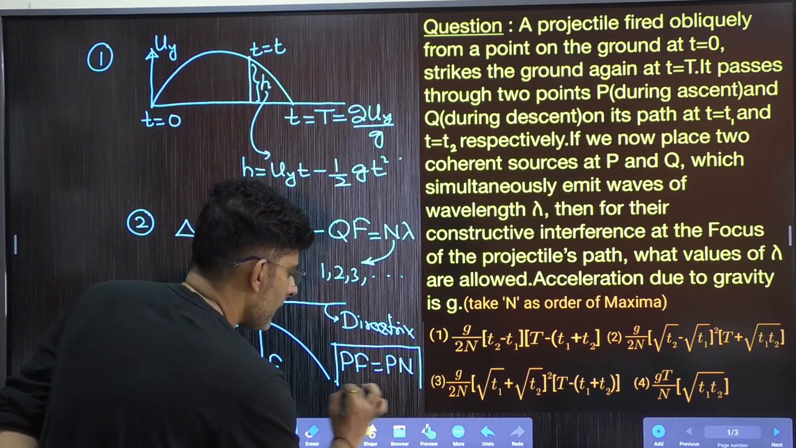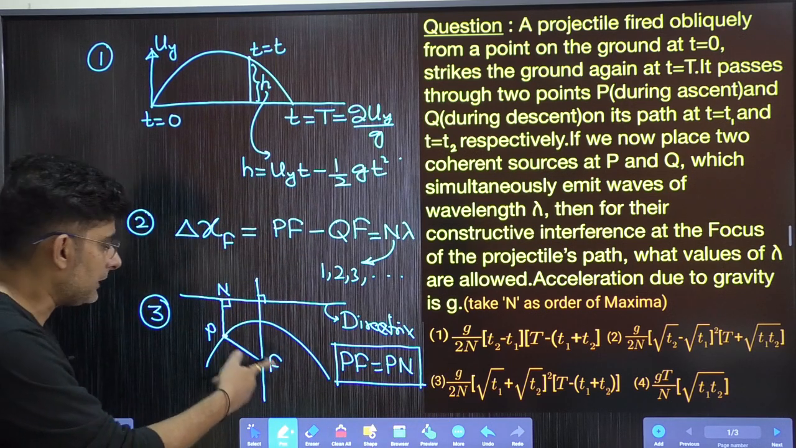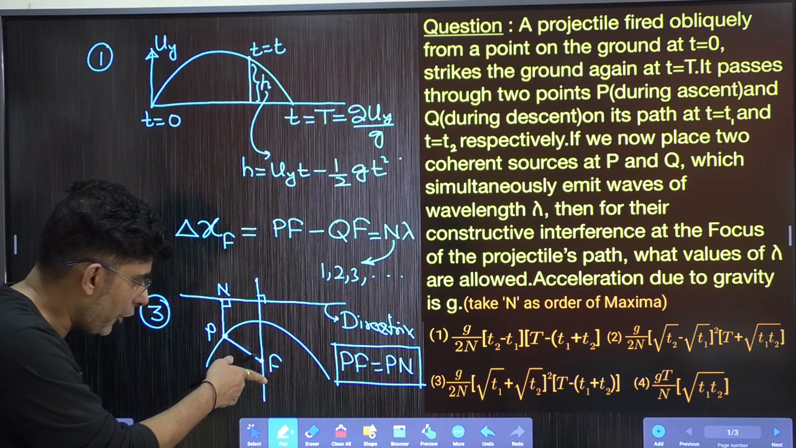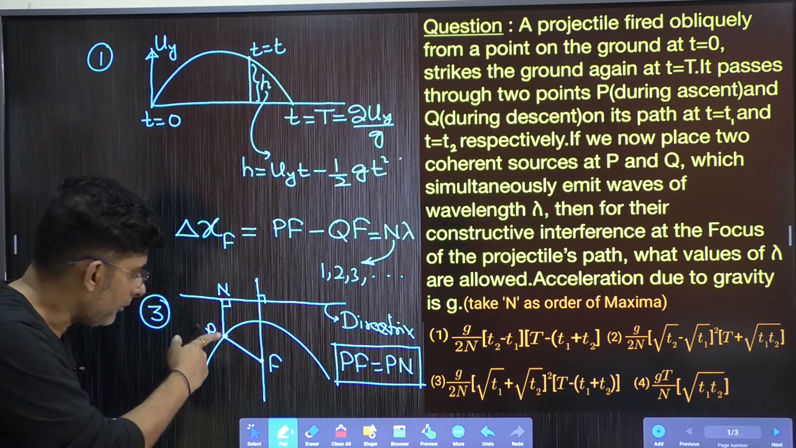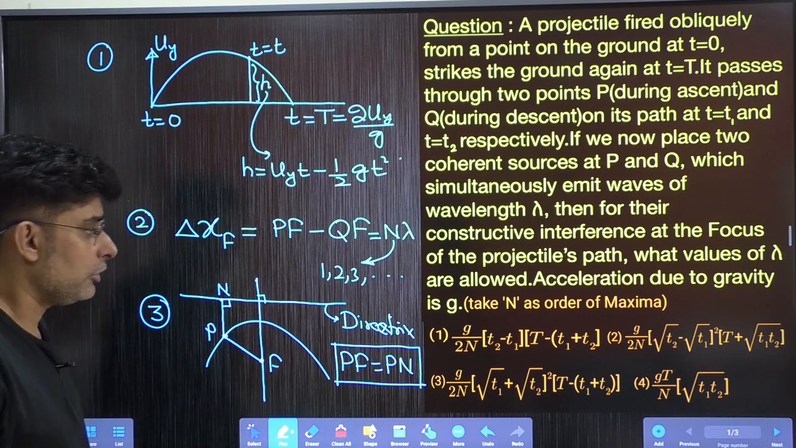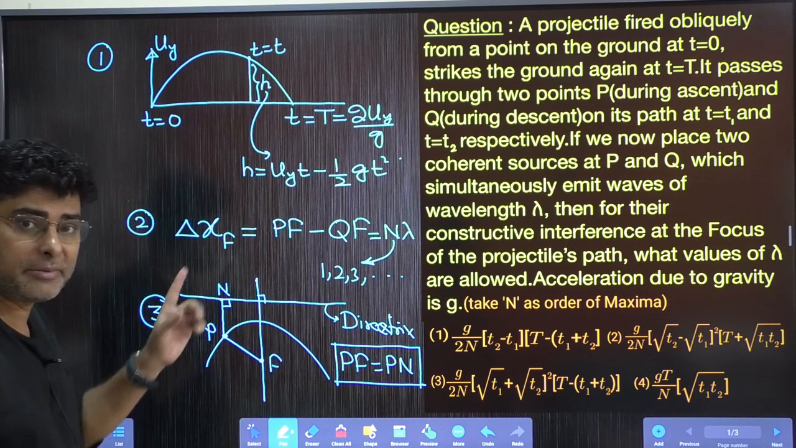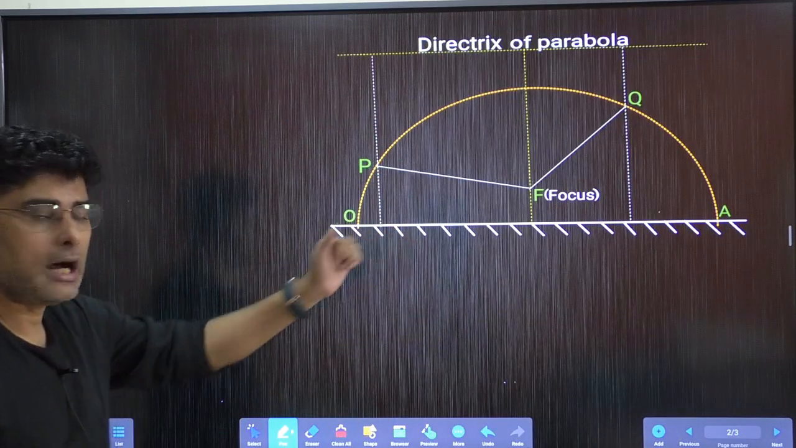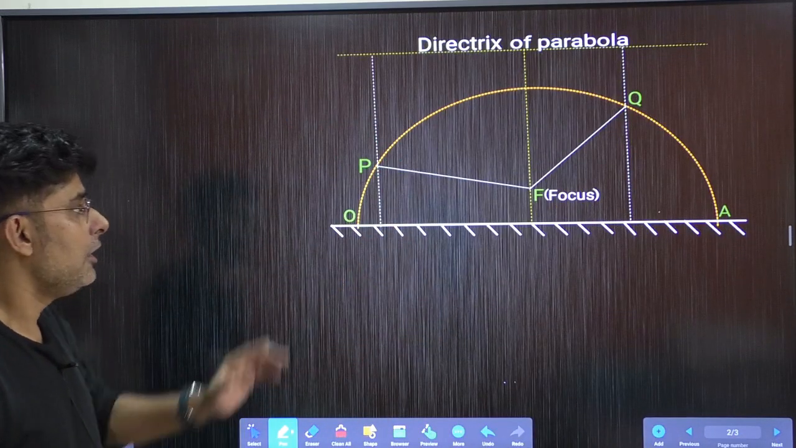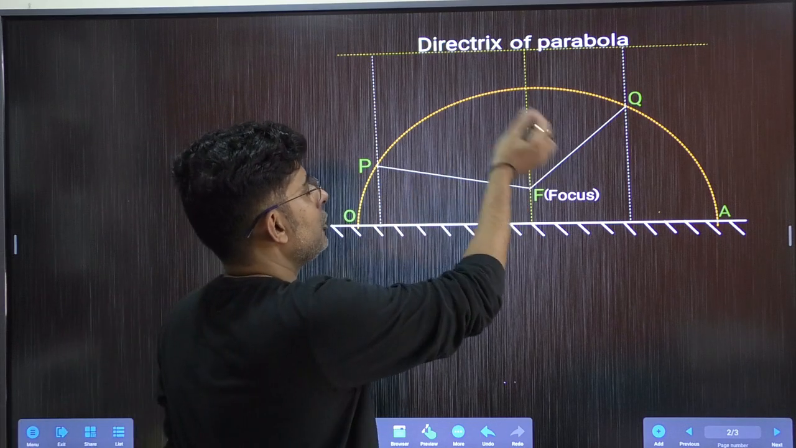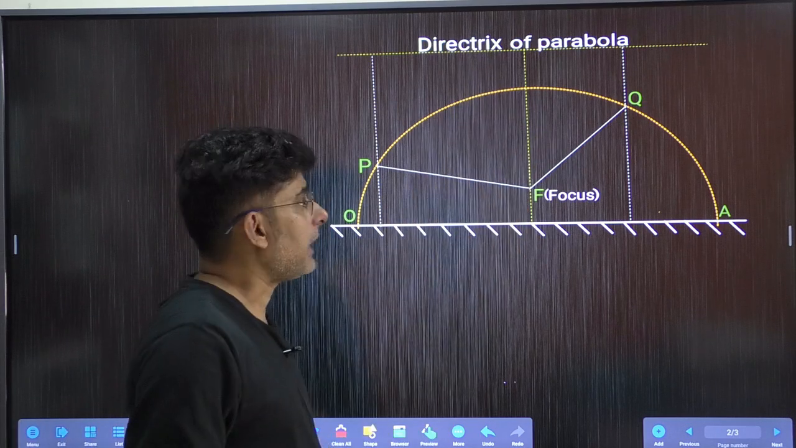P is any point on the path of the projectile, which here is parabolic, and PF, the distance between the point and the focus, and the distance from the directrix, these two are equal. So now we are aware of the three concepts that we are going to use. Let's quickly move on and see how to solve this particular question. I have already drawn this diagram where you can see that this is the path of the projectile and this is the directrix we have drawn.